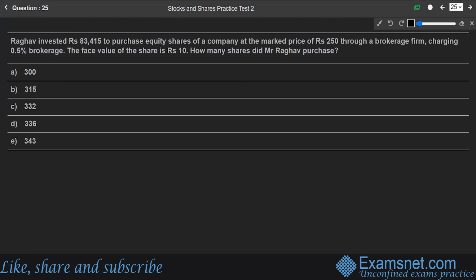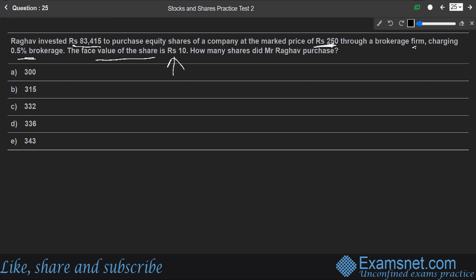Now we have got a question. Raghav invested rupees 83,415. So this is the total investment given to us to purchase equity shares of a company at the market price, that is 250 rupees. So that is the market value, through a brokerage firm charging 0.5% brokerage. So he has to give 0.5% brokerage on each stock to the broker also. So we'll have to add that value first. And the face value of the share is rupees 10, so each share has a face value of rupees 10.